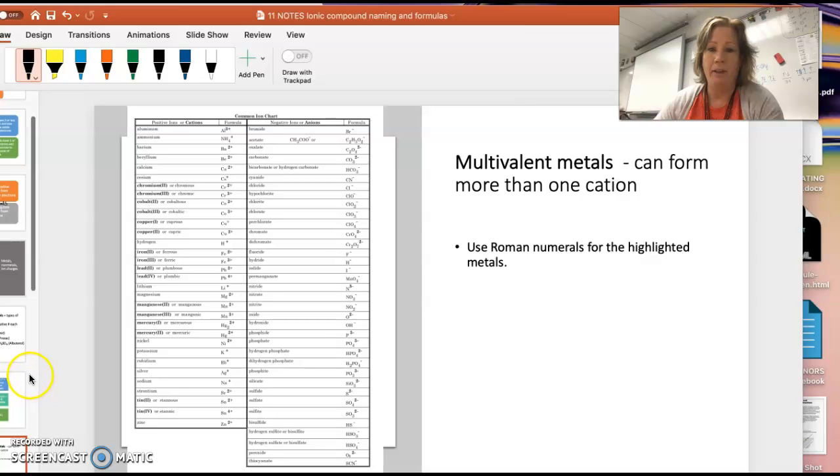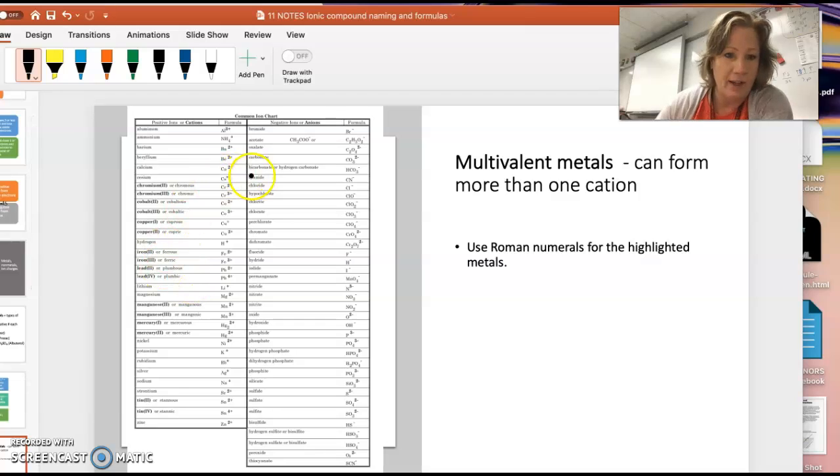There are multivalent metals, and these are metals that can have more than one charge. One thing I would do on the back of your pink mole map, this is called your ion chart, I would cross out the Latin. We're going to just name using the Roman numeral system. You can see as I'm doing that, these are the metals that can have more than one charge.